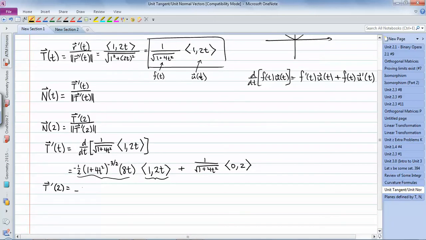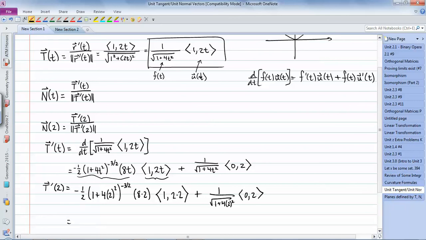So we've got negative 1/2, (1 plus 4 times 2 squared) to the negative 3/2, times 8 times 2. And then the vector that we're multiplying by is <1, 2 times 2>, plus 1 over the square root of (1 plus 4 times 2 squared), times <0, 2>. And then if we simplify that a bit, the 1/2 here cancels with the 2 over there.